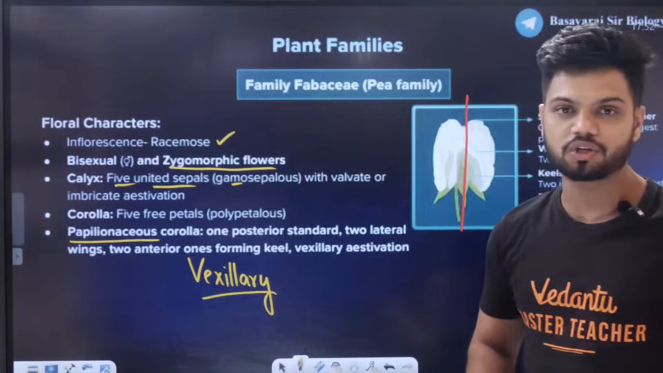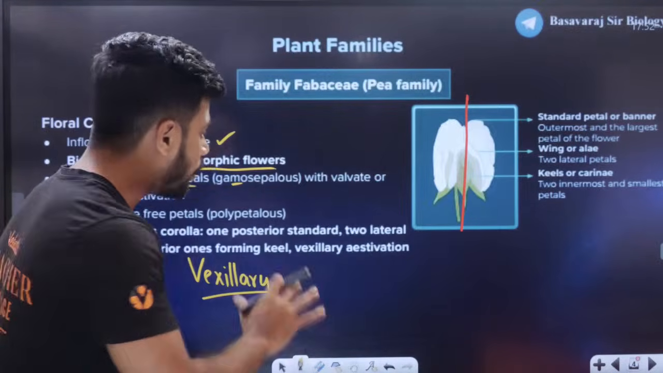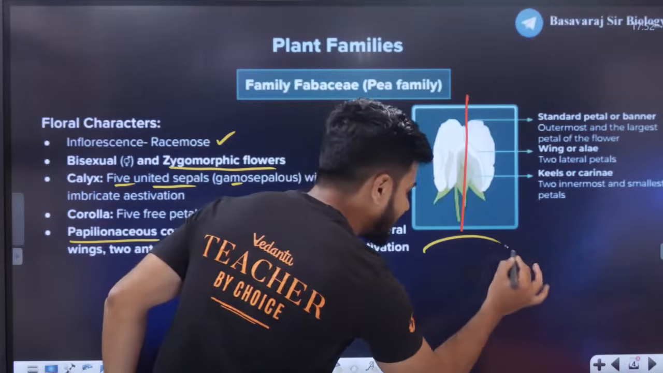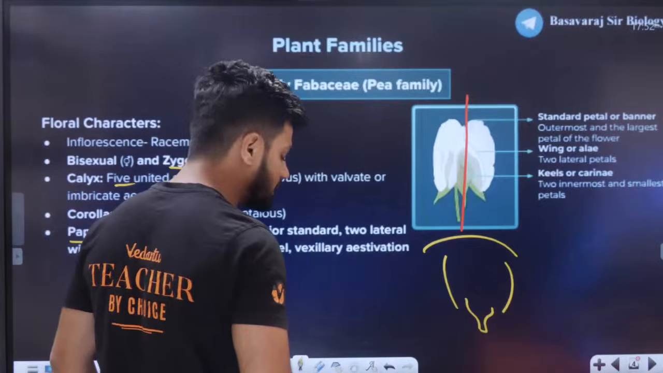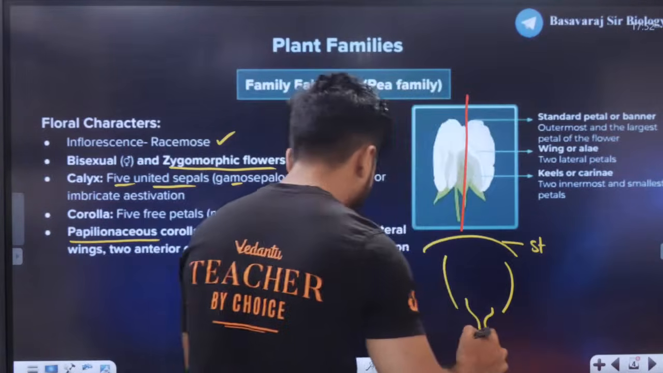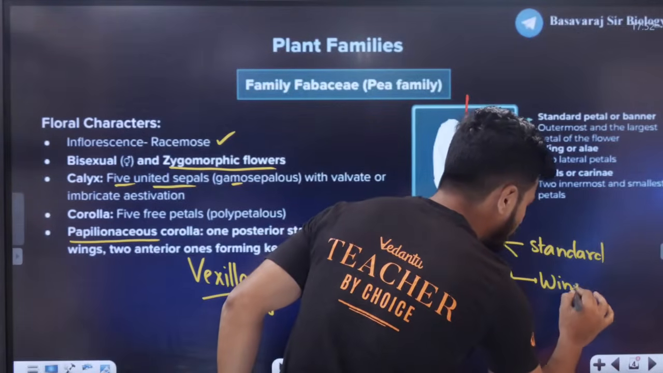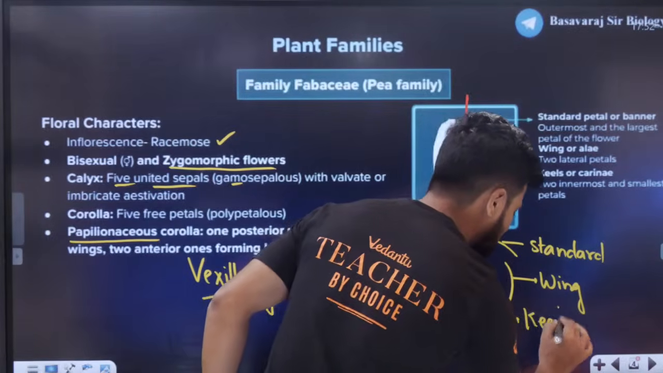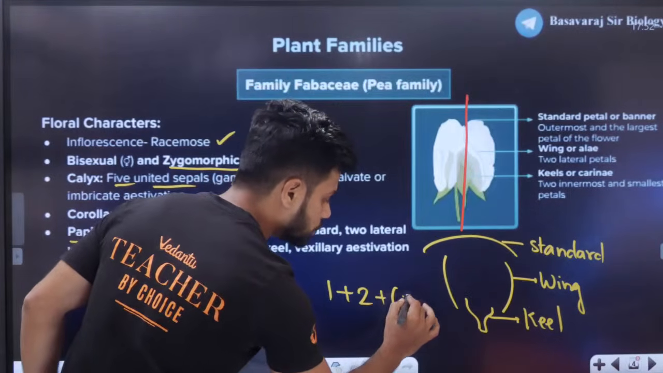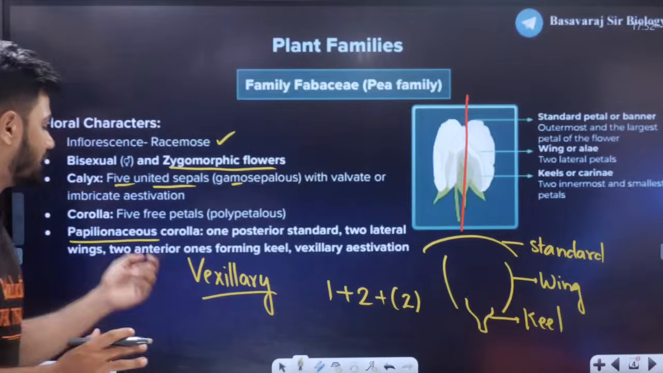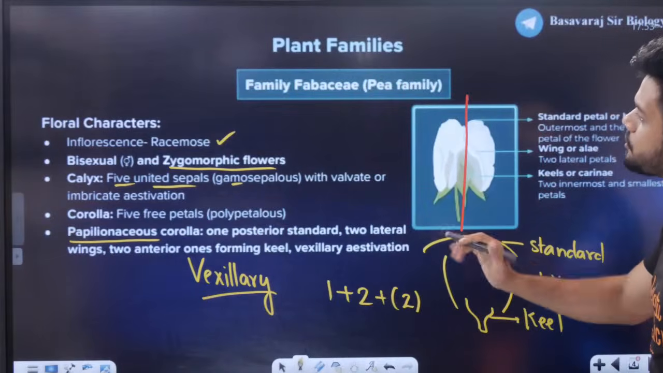In vexillary estivation, we have three different types of petals. All of you are aware that there is the standard, then we have the wing, and then we have the keel. Standard, wing and keel. This is your standard. And then we have the wing, and we also have the keel. The arrangement here is 1 plus 2 plus 2 which are fused. So all of you remember the papilionaceous corolla which is found in your Leguminaceae, also called Fabaceae.